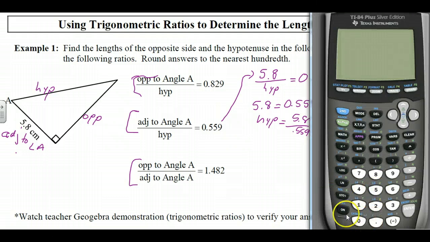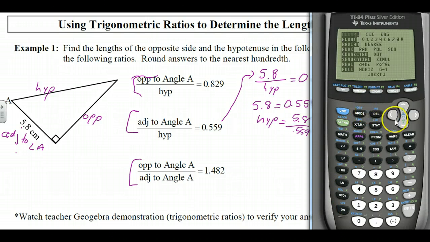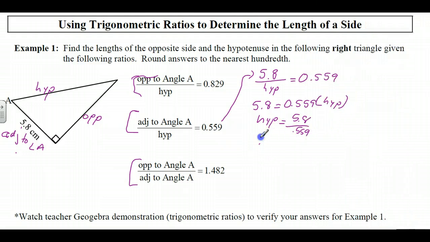So turn it on. One thing too, since we're doing trig, when I turn this on, I want to set it to degree mode. So we'll do that. Okay, quit out, and I want to go 5.8 divided by 0.559, which is 10.37, rounded to the nearest hundredth, 10.38. So the hypotenuse is 10.38 centimeters.